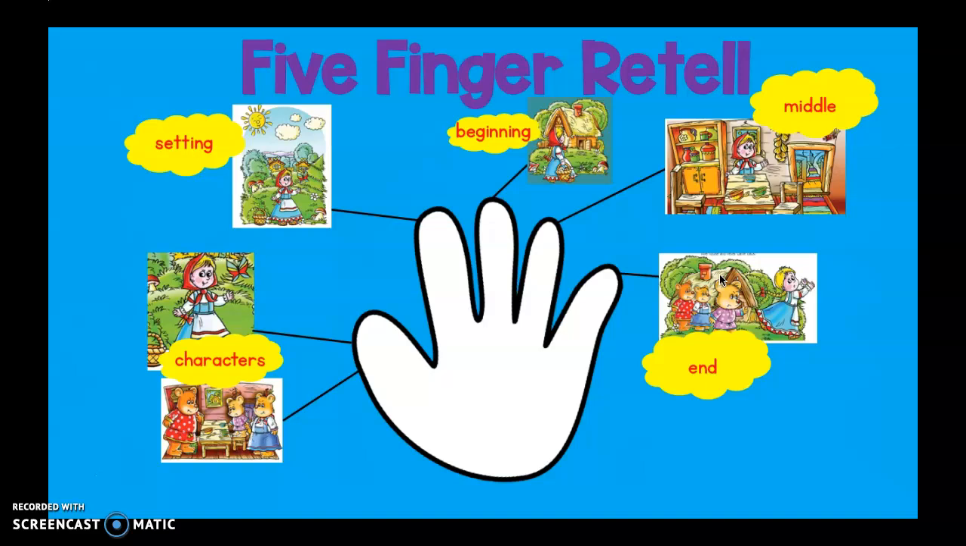Boys and girls, that is how you complete a five-finger retell, with retelling a story by identifying one finger for the characters, one finger for the setting, one finger for the beginning, one finger for the middle, and one finger for the end.